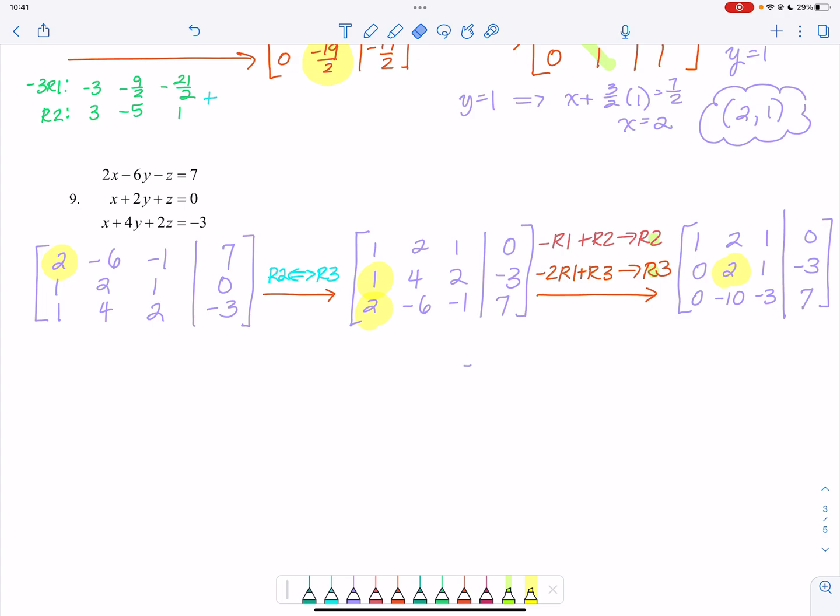And we could also work on this other 0 first, either way. But we're going to take 1/2 of row 2 and just multiply row 2 by 1/2. How's that sound? Okay. So now we have row 1 remaining the same, row 3 remaining the same, and we're going to take 1/2 of row 2.